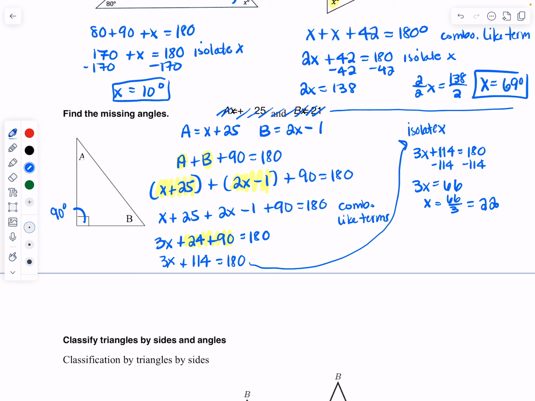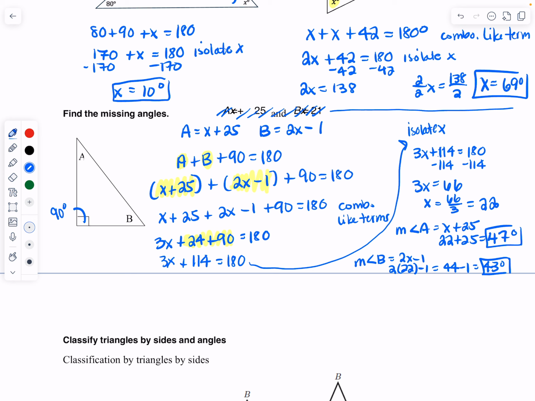Okay, I'm not done though because it said find the missing angles. The measure of angle A is x plus 25. I found x to be 22, so 22 plus 25 equals 47 degrees. That's the measure of angle A. The measure of angle B equals 2x minus 1, so 2 times 22 minus 1. 2 times 22 is 44, minus 1 gives me 43 degrees. Again, if I add 47 plus 43, I get 90, and 90 plus 90 should give me 180, and it does.